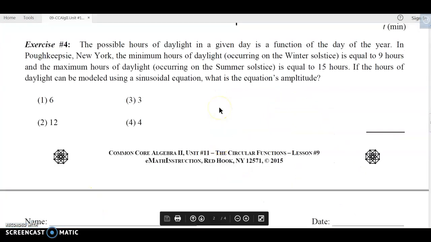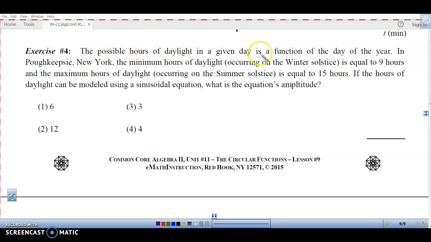All right, now let's do the last question. For exercise 4, the possible hours of daylight in a given day is a function of the day of the year. In Poughkeepsie, New York, the minimum hours of daylight occurring on the winter solstice is equal to 9 hours, and the maximum hours of daylight, including on the summer solstice, is equal to 15 hours. If the hours of daylight can be modeled using a sinusoidal equation, what is the equation's amplitude?